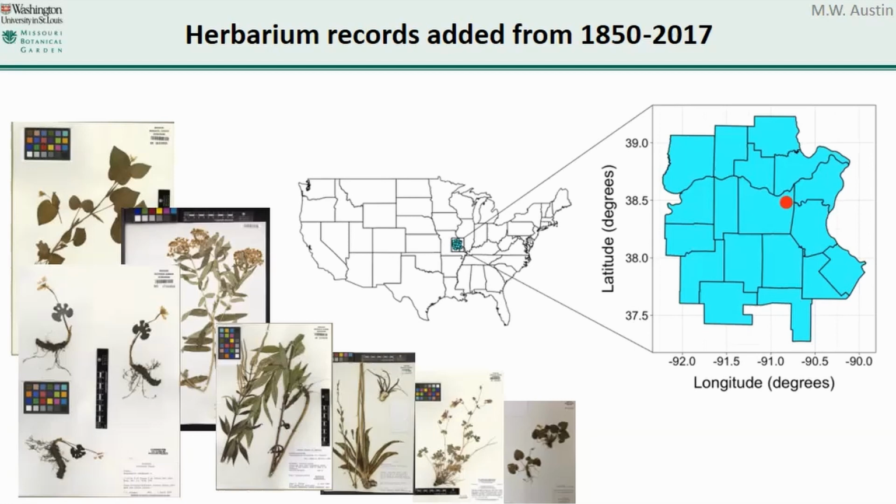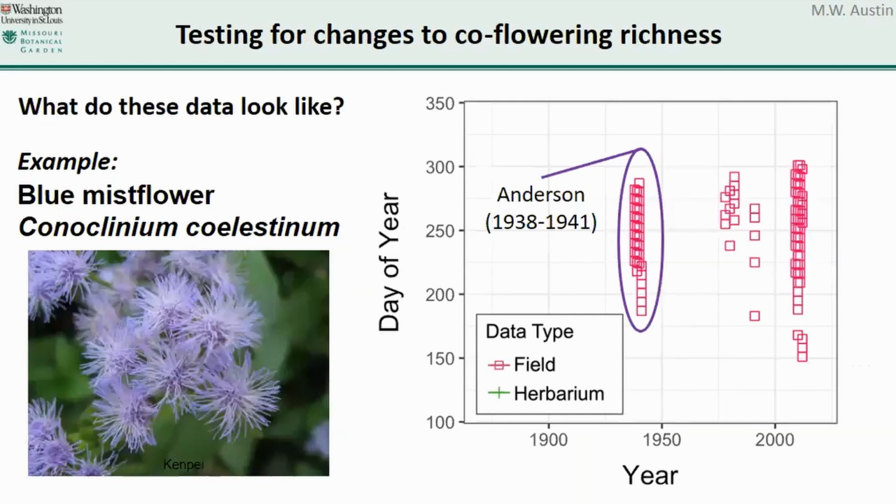the talk. So how did I use these data to test whether changes to flowering time have affected co-flowering richness? To look at how I went about answering this question, I think it's helpful to zoom in on just one species in this data set to see what the data look like. So here we see data for Conoclinium celestinum, the blue mist flower, where we have day of year on the Y plotted against year on the X.